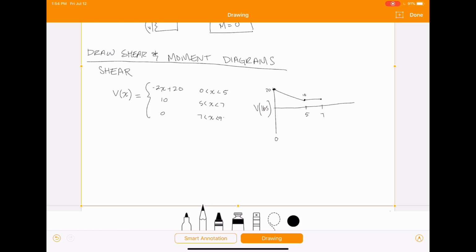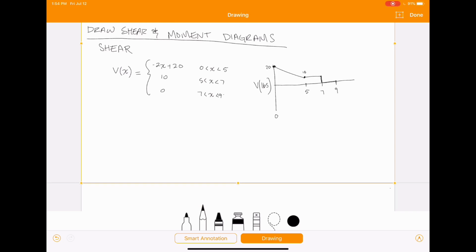And then between 7 and 9, it's 0. And it's really as simple as that. You just graph those equations that you found. So we can go ahead now and look at our moment, and write out our piecewise function for that.